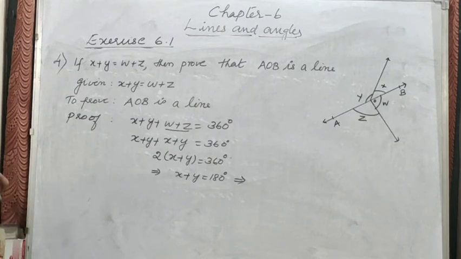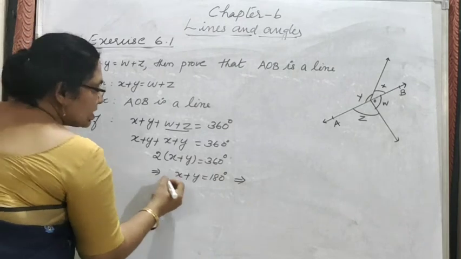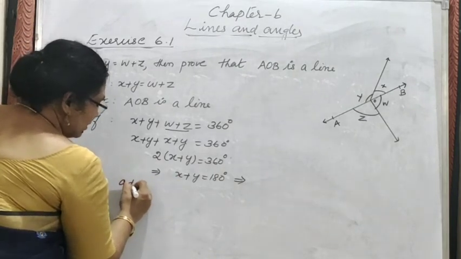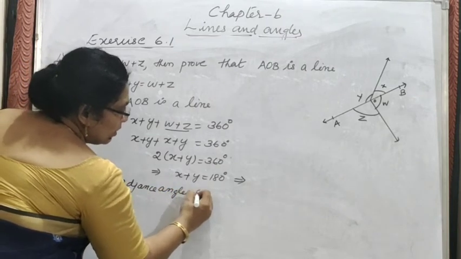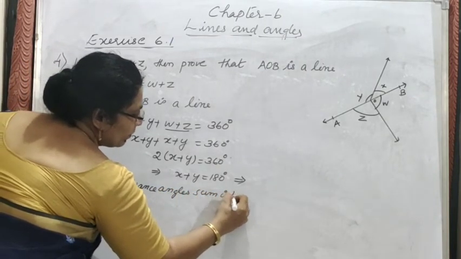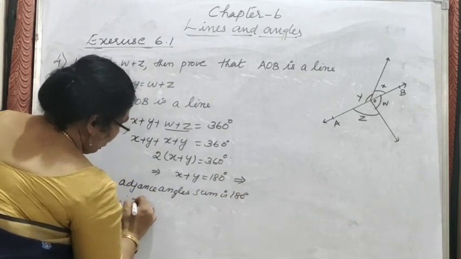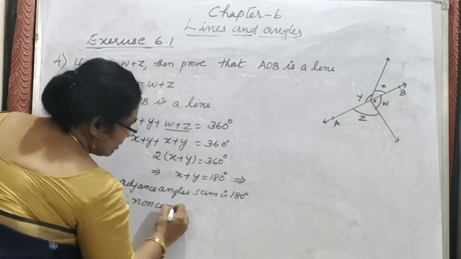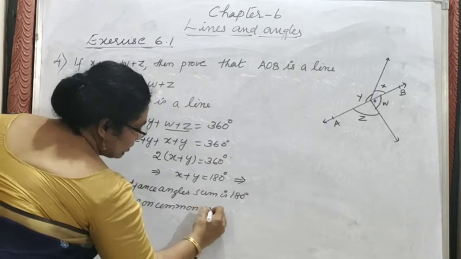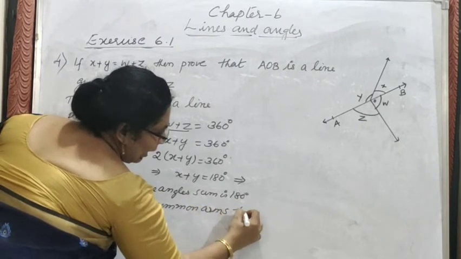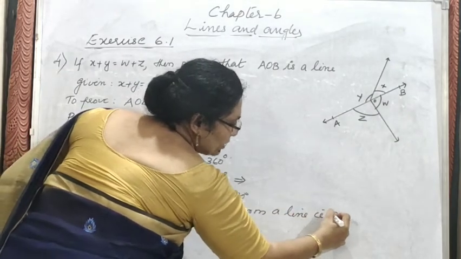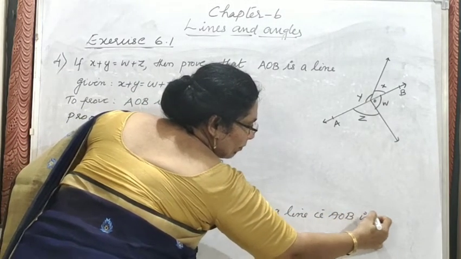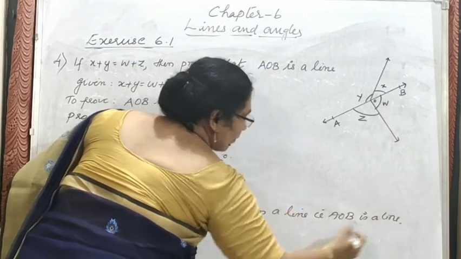Therefore, non-common arms form a line by linear pair. So we can write that x and y are adjacent angles. Adjacent angles sum is 180 degree. Therefore, non-common arms form a line, that is AOB is a line. Hence proved.